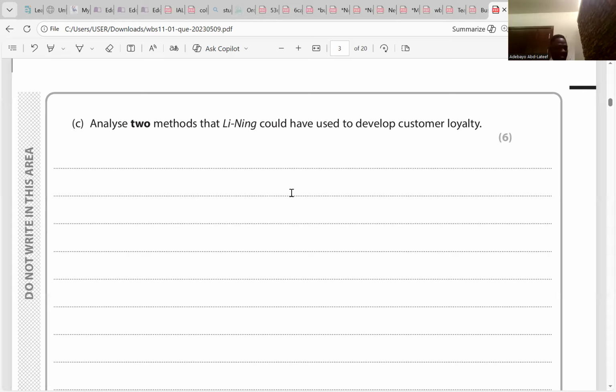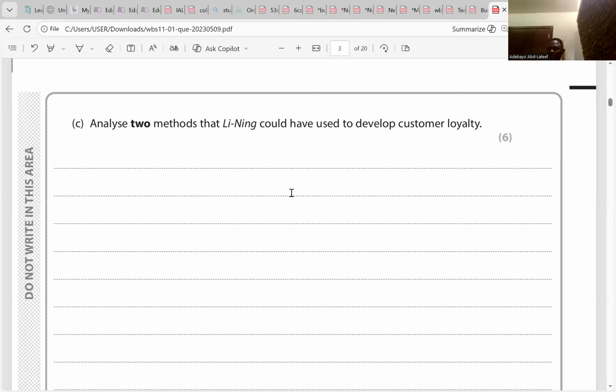Two, innovative idea. It's a sportswear, which simply means there's need for technology. Li-Ning should come up with innovative ideas to develop sportswear that will be user friendly. If it comes up with sportswear that is user friendly, that might attract customers and it might be able to retain its customers. Li-Ning may come up with innovative ideas to develop new products through technology. This may allow it to retain its customers.